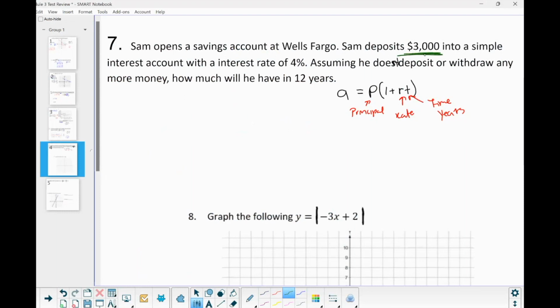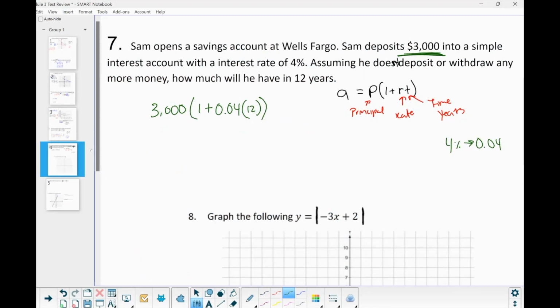So our principal is how much he starts with. He started with $3,000. 1 plus, then our rate. Our rate is 4%. What's 4% as a decimal? That's going to be 0.04. And then we are multiplying it by time. Our time is 12 years.